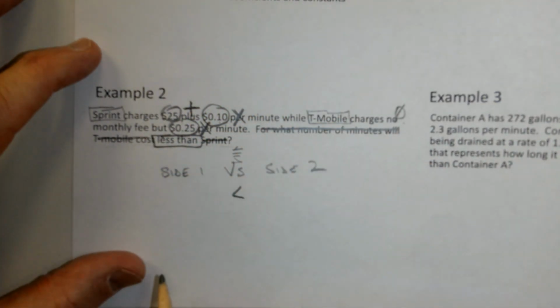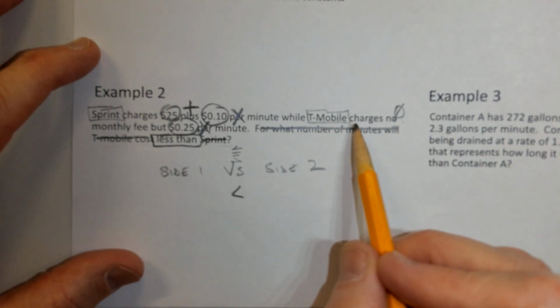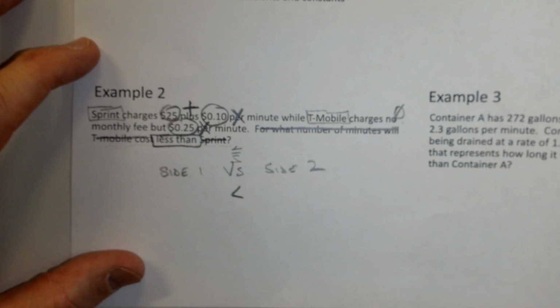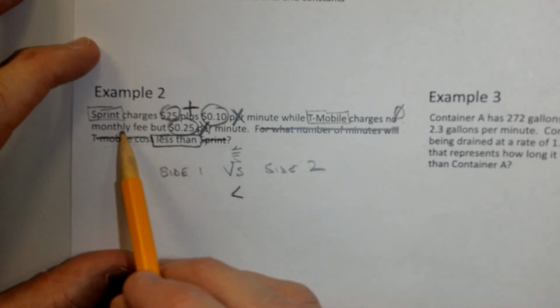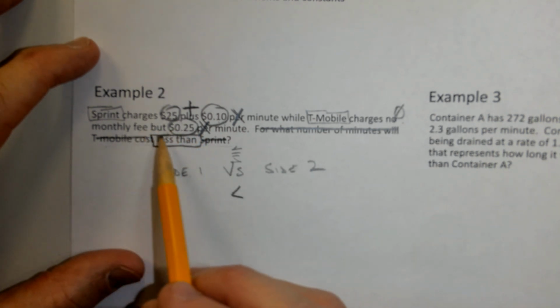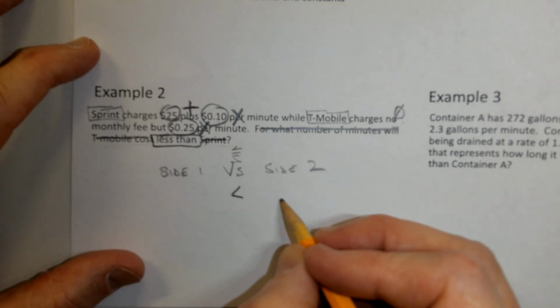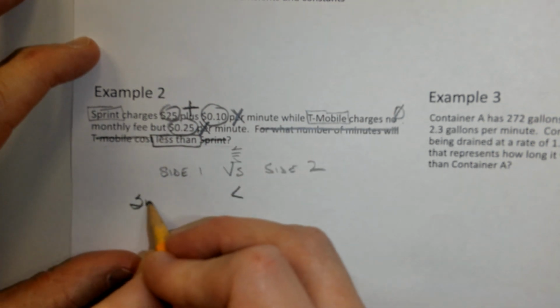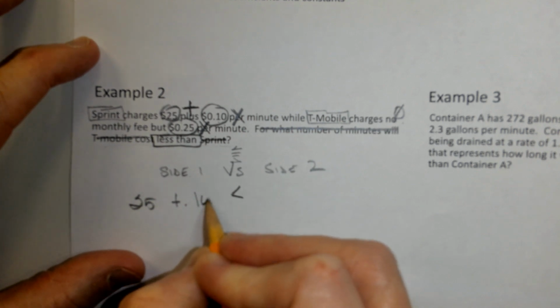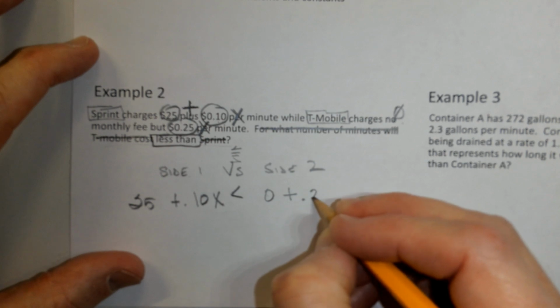There's a plus. And then if you read this out, this time the words are going to have to just come to you. It says T-Mobile charges no monthly fee, but there's 25 cents per minute. So do you think we're adding the 25 cents? Do you think it's a positive or a negative? Positive. Yeah, it's positive. So side 1 is 25 plus 0.10x. And side 2 is 0 plus 0.25x. Okay?